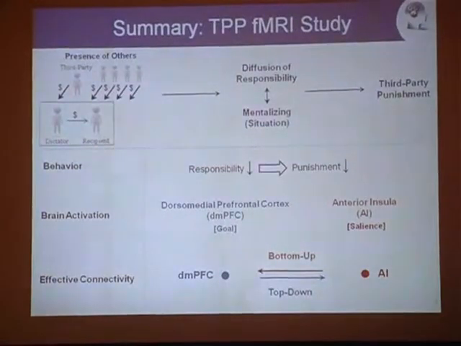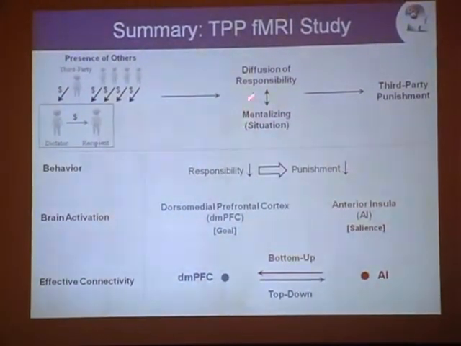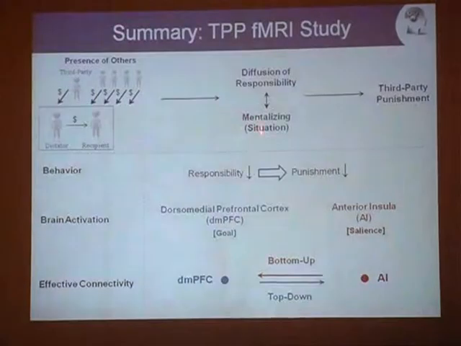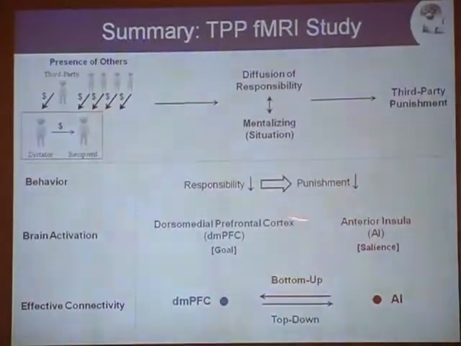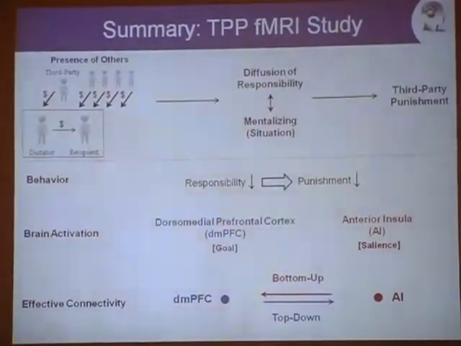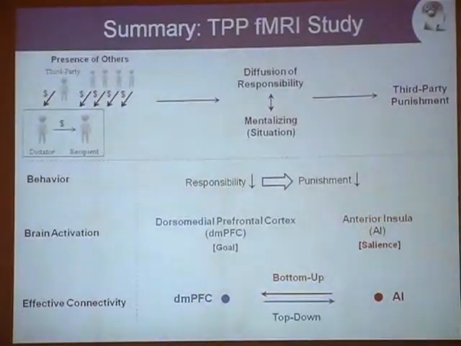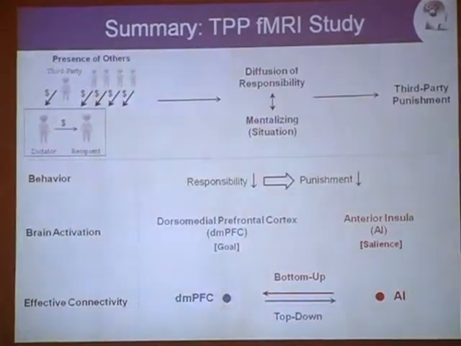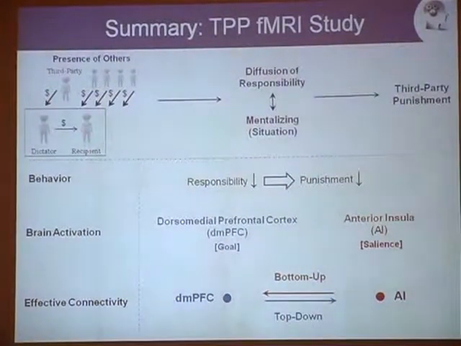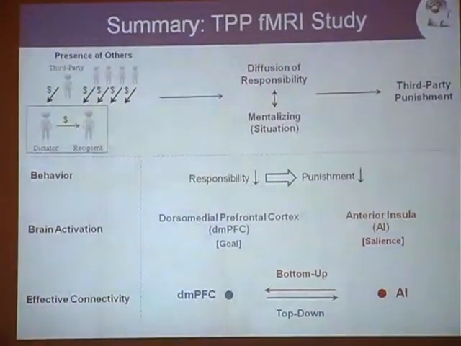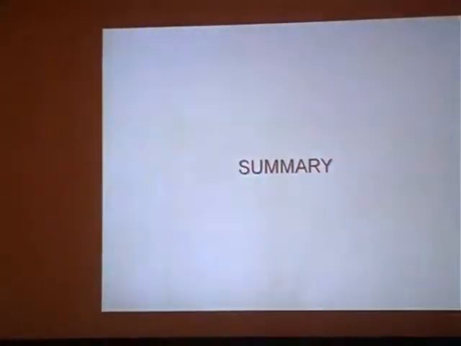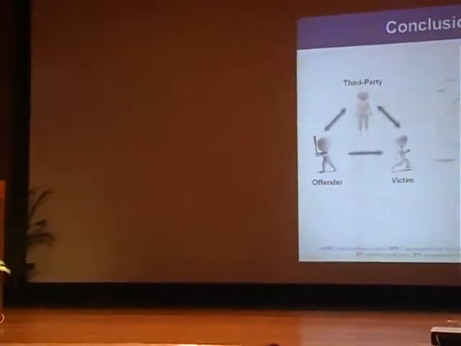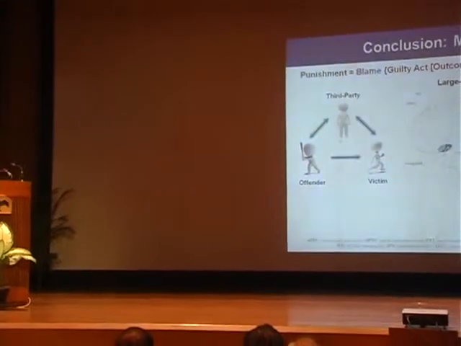So this would be the summary of this study. We show that diffusion of responsibility changes based on the situation, and behaviorally we say punishment is changing. On the brain activation we have 3 areas from the network I was proposing: insula for salience, dorsal medial prefrontal for goal, and I showed you there's a proposed top-down, bottom-up. I can measure this effective connectivity. So the take-home message is, there's an underlying network.